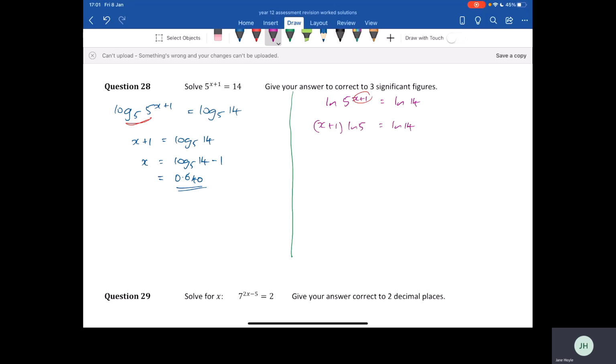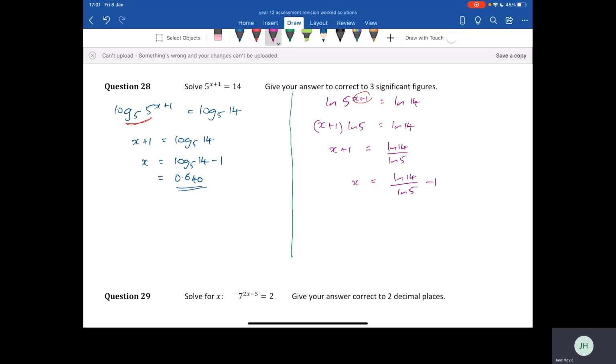And then think about how we would rearrange that to get to x. Okay, well, I will divide both sides by log to the base 5 and then finally subtract 1. So that is the exact answer.